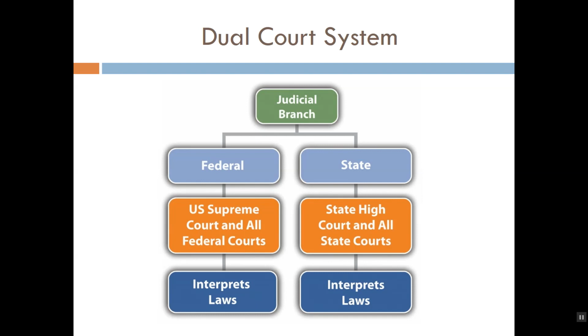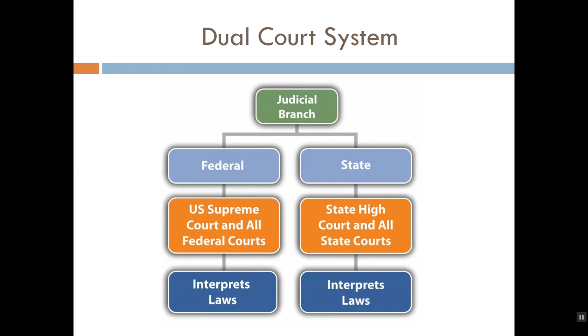One more time. The dual court system can be defined as the division of the judicial branch into both a federal court system and 50 independently functioning state court systems. Basically, what this means is that we have 51 separate court systems in the United States. We have the federal court system, which has federal jurisdiction.